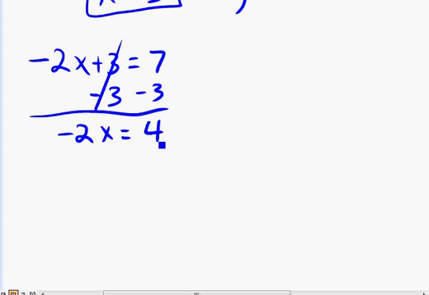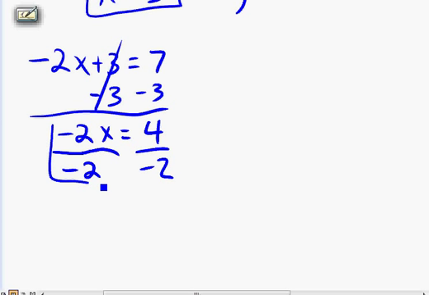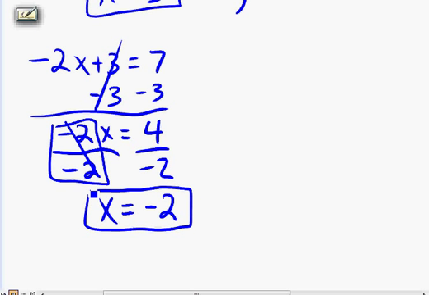Now, how do you get rid of the negative 2? Well, we're not going to divide by just 2, but we divide by negative 2. Because negative 2 divided by negative 2 is going to be 1. You're left with x equals 4 divided by negative 2, that's negative 2. And that's the answer.